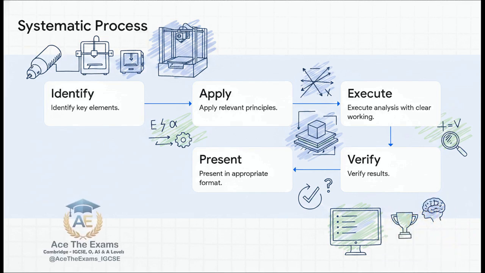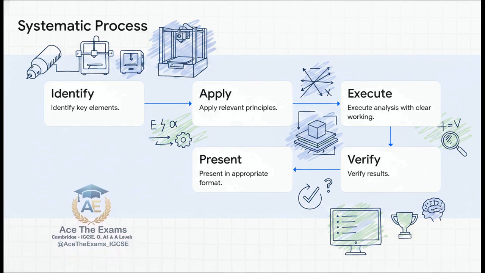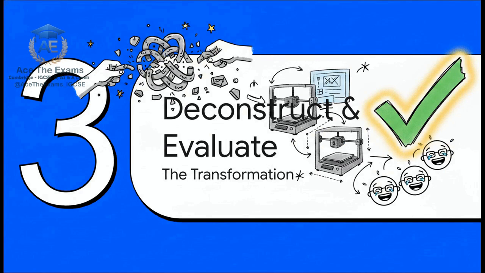Just do a quick sanity check. Does your answer logically make sense in the real world? And finally, present your answer properly. This means using the absolute correct computer science terminology and formatting your answer clearly. Do not, under any circumstances, write a messy, disorganized paragraph. Use bullet points or clear sequential sentences that an exhausted examiner can easily read and reward. We are making fantastic progress.